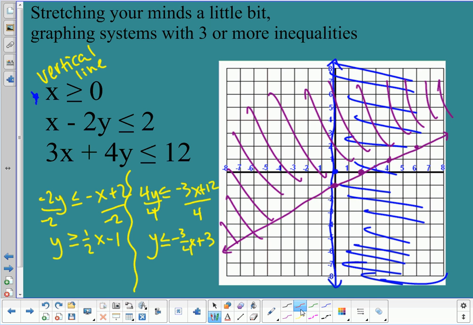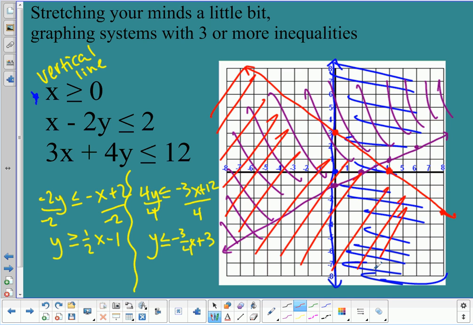And the last one is a y-intercept of positive 3, so up here. And then down 3 and right 4. Down 1, 2, 3, right 1, 2, 3, 4. This again is a solid line. And this time I'm shading down.